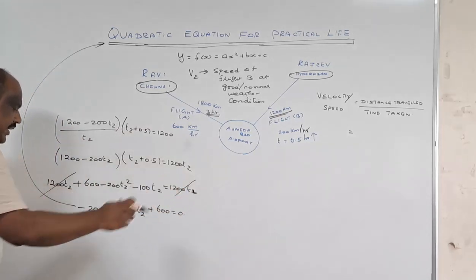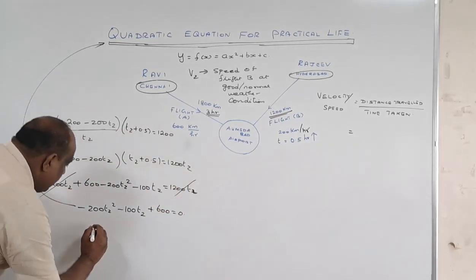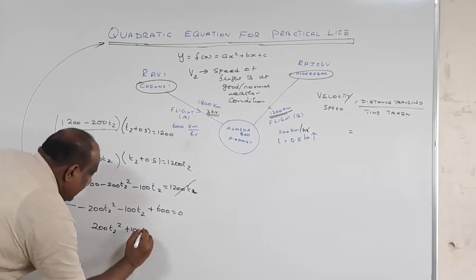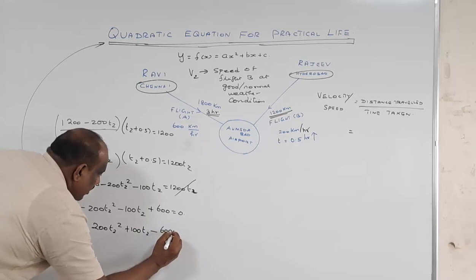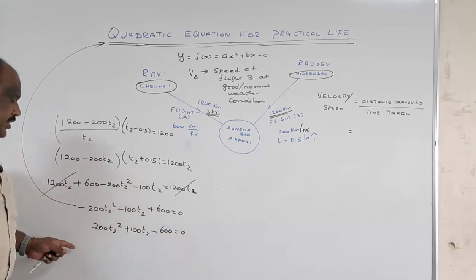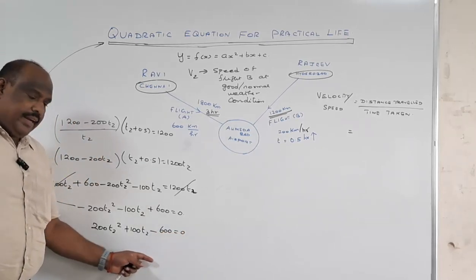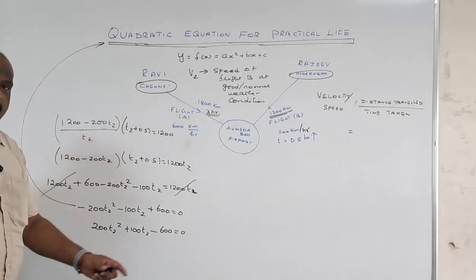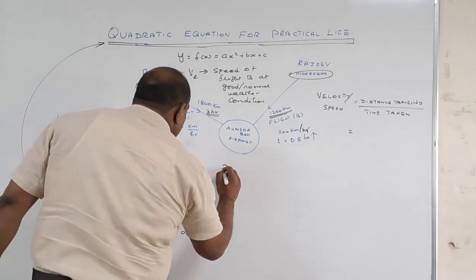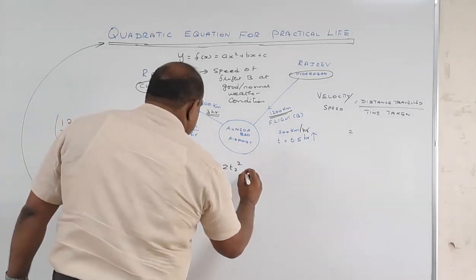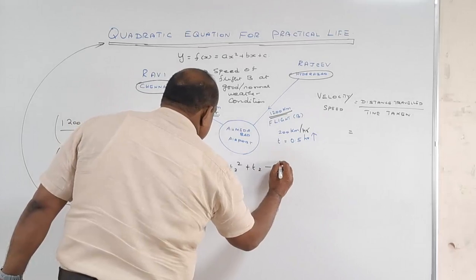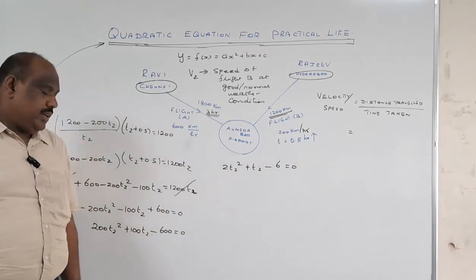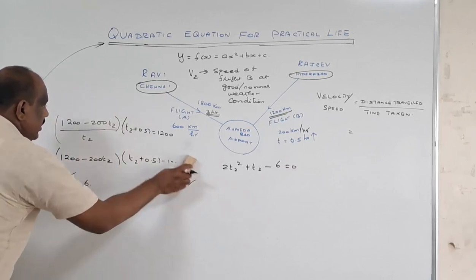Now we can multiply the entire equation by minus 1. So it becomes 200 T2 squared plus 100 T2 minus 600 equal to 0. The entire equation can be divided by 100 because every term has 100. So it becomes 2 T2 squared plus T2 minus 6 equal to 0. I have divided the entire equation by this 100. Very good.